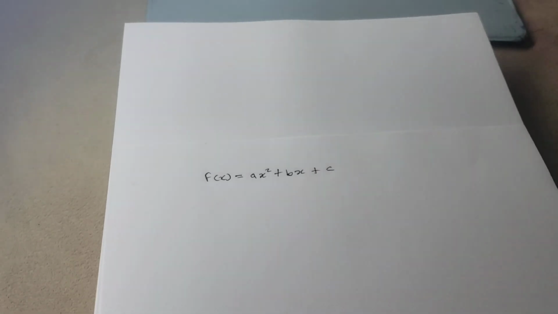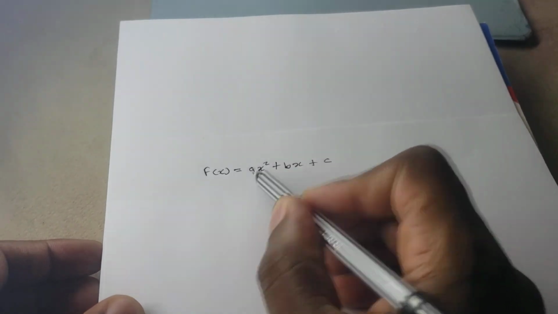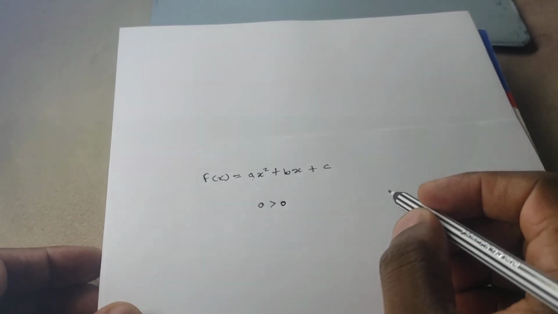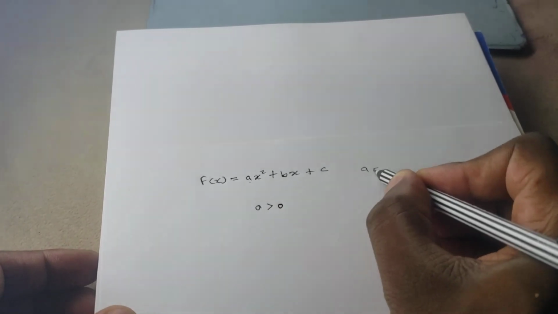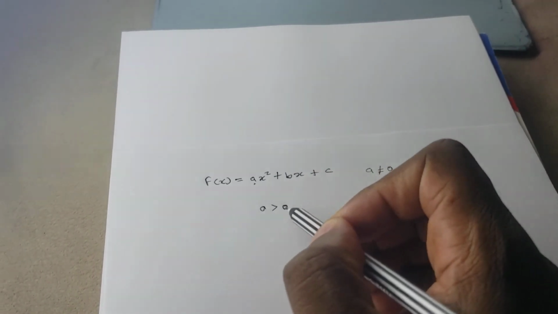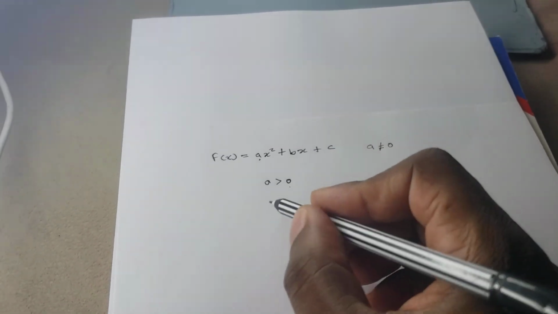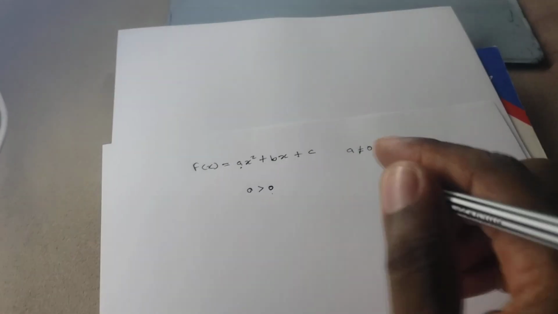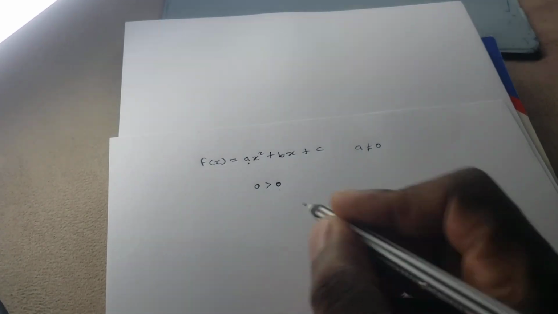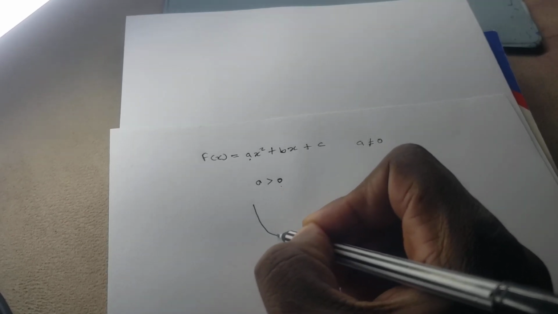All right. So now when this a here, if this a is greater than 0, all right, remember that a shouldn't be equal to 0. But if that a is greater than 0, that means our graph will come out like this. Our graph will come out like this.